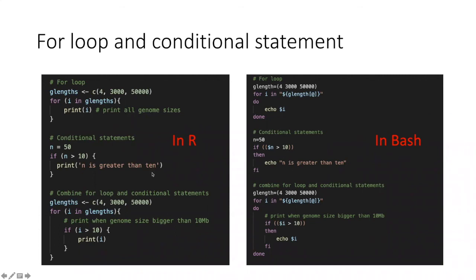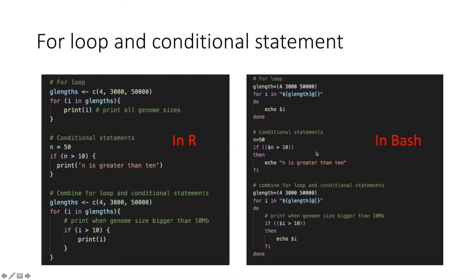And you can combine those two into one nested structure. So in this case, I want to check for every single element in this species genome size vector, is it greater than 10? If that's the case, print out this element. So you can start with a for loop structure. Within the brackets, you put the conditional statements, and so you have two sets of brackets here. So it can be easily combined, and it's going to be very easy to use in R.